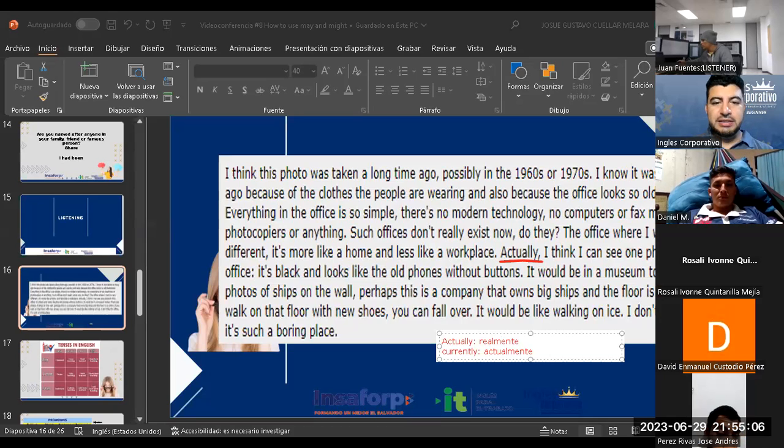Recomiendo que copien esas palabras. Son bien confusas, son bien tricky. Actually es realmente. Por eso dice, actually, I think I can see one phone in this office. Realmente, creo que puedo ver, ¿cómo se llama? Un teléfono en esta oficina. Ok, and currently significa actualmente.